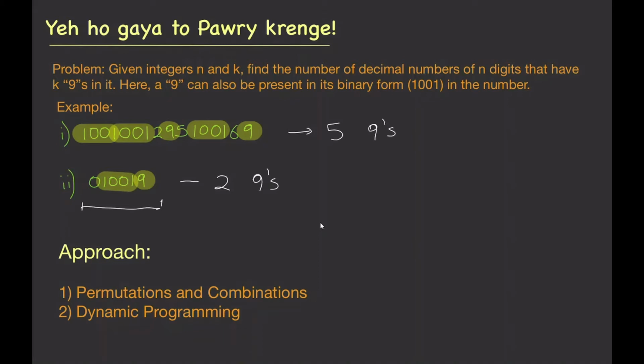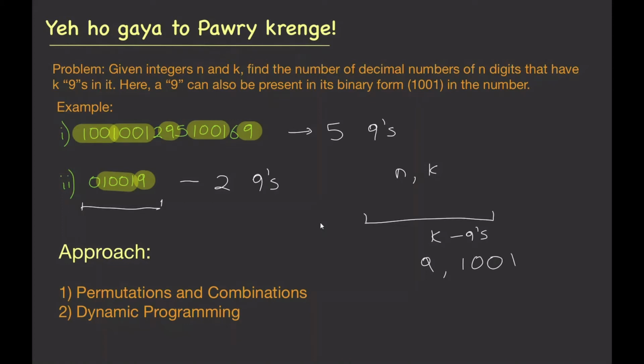So what we have to do is, for given n and k, we need to find the total number of n-digit numbers such that it has k nines in it. And by 9 we mean the original digit 9 as well as the binary representation of 9.